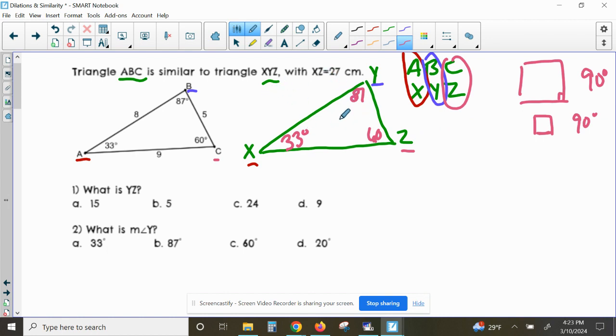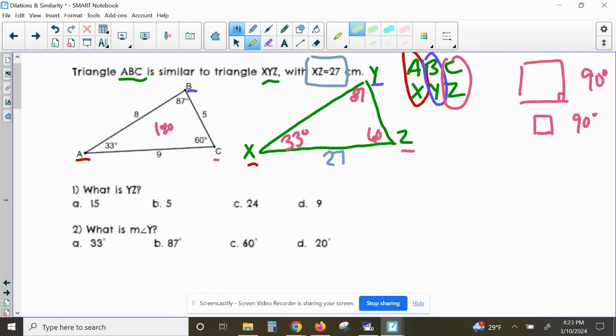Plus, if you made angles bigger, they wouldn't add up to be 180 inside anymore. So think about if I made all of these bigger or smaller, they wouldn't get 180 inside. So it doesn't really make sense. Okay, side lengths. Now we have an 8 and a 9 and a 5, but they give us some new information up here. They say XZ. So X to Z is 27. So this is 27.